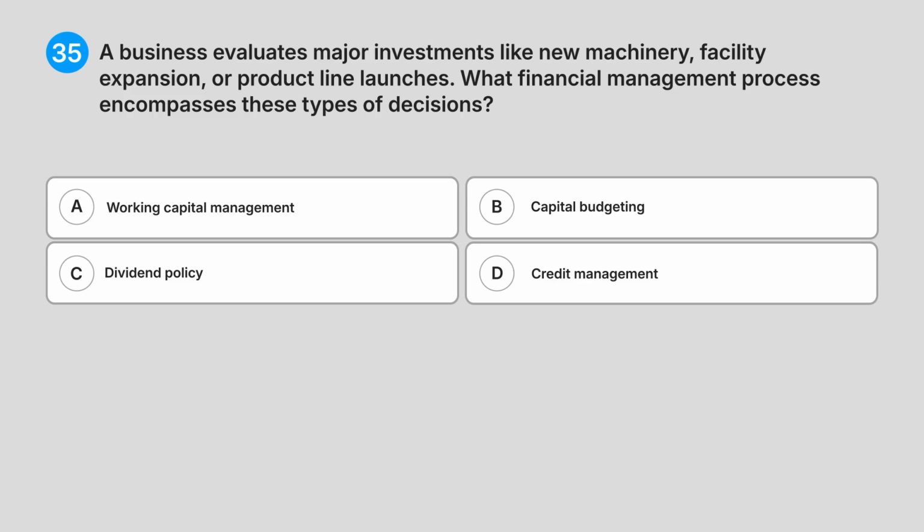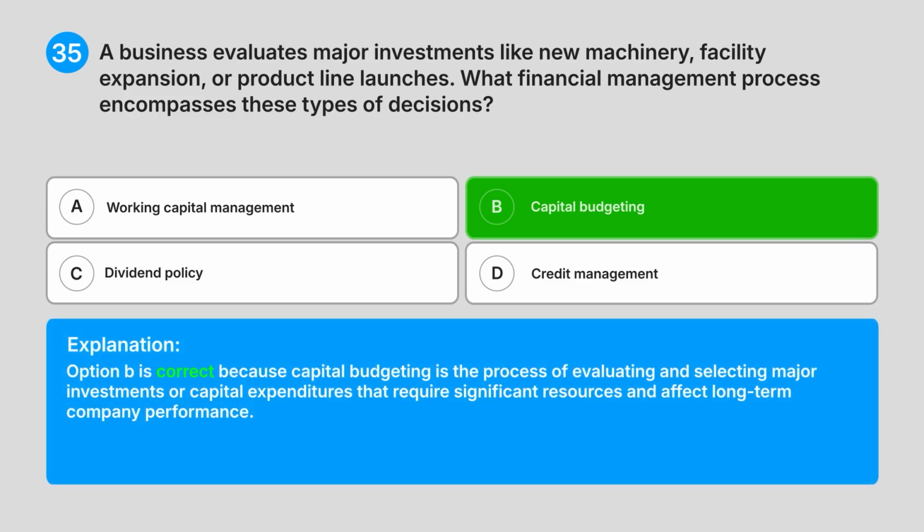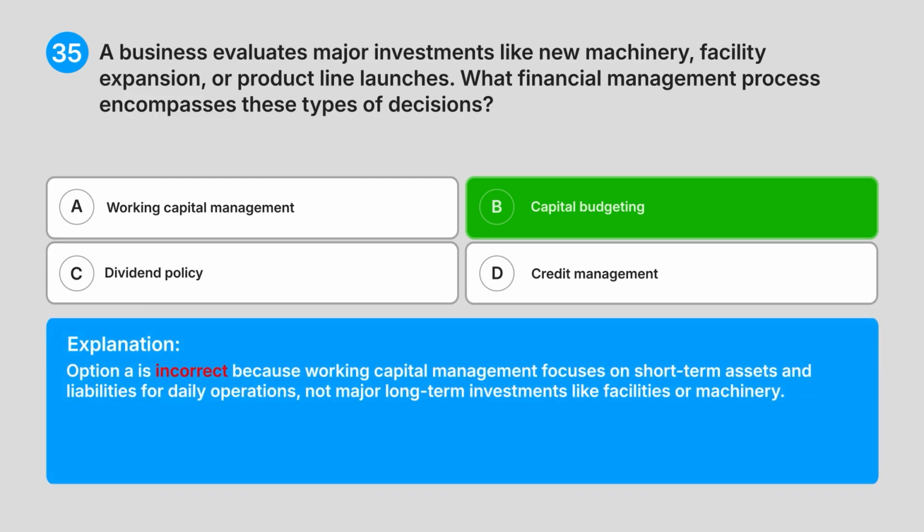Correct answer. B. Capital budgeting. Explanation. Option B is correct because capital budgeting is the process of evaluating and selecting major investments or capital expenditures that require significant resources and affect long-term company performance. Option A is incorrect because working capital management focuses on short-term assets and liabilities for daily operations, not major long-term investments like facilities or machinery.